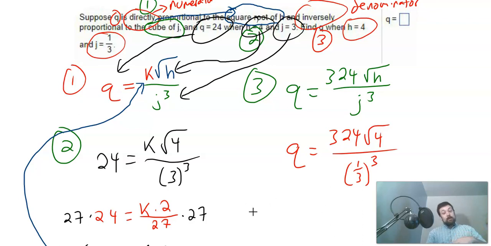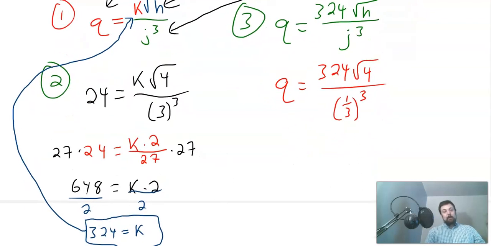So you could just plug this into a calculator. Might be the easiest way to handle that mess. But if you're going to work it out by hand, here's how it's going to look. You simplify these first. Right? So we're going to get Q equals 324. The square root of 4 is 2. And 1/3 to the third power, you apply that third power to the top and bottom. 1 to the third power is still 1. 3 to the third power, we saw already, is 27.